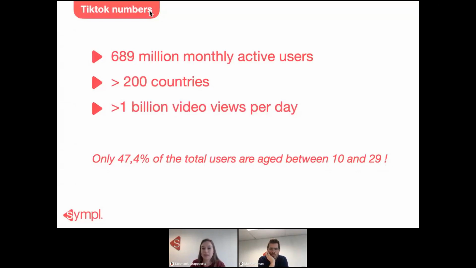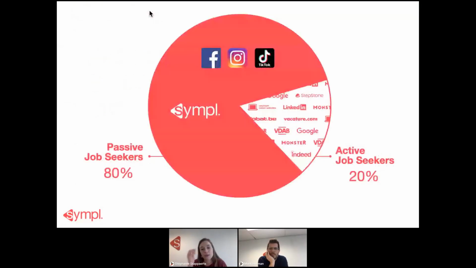Yes, indeed. All right. Now, why should you also start recruiting on TikTok or on social media in general? Well, 20% of the job seekers is actively looking for a new job, and they're looking at job boards, at Google, but 80% of the working population is not actively looking for a job. You have to reach them where they are every single day, and that is on social media: Facebook, Instagram, but also TikTok. You have to pop out with your vacancy advertisement on those channels to reach those passive job seekers.